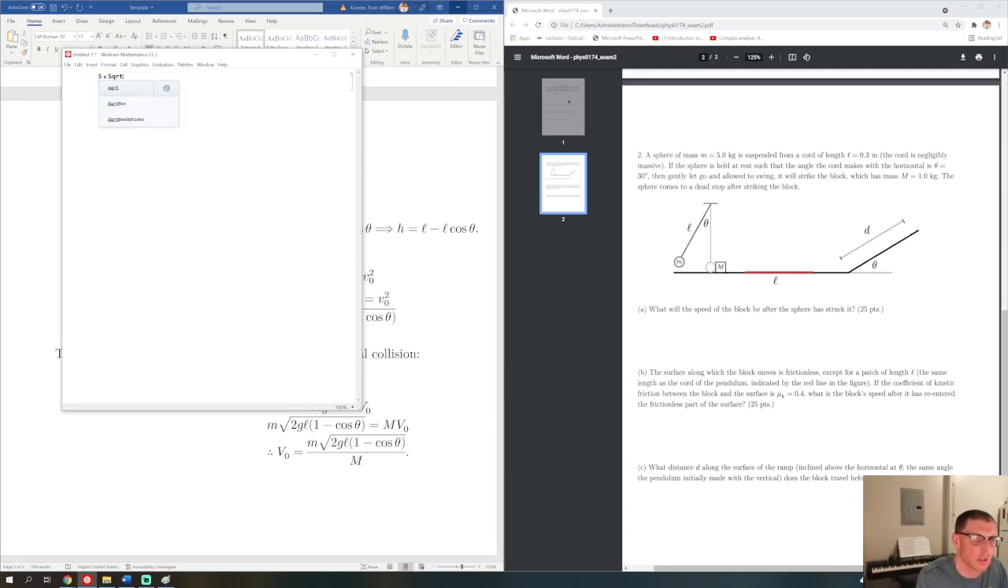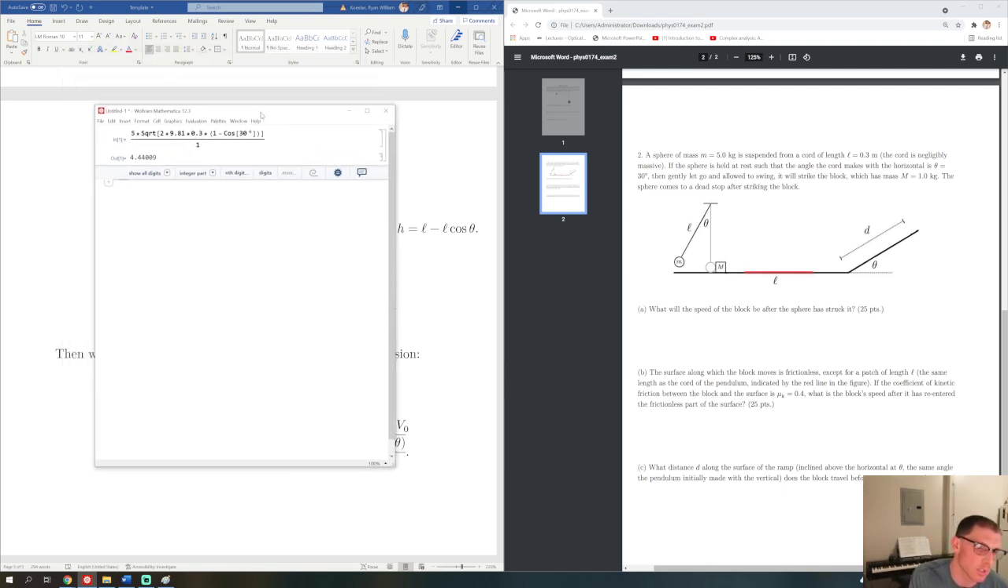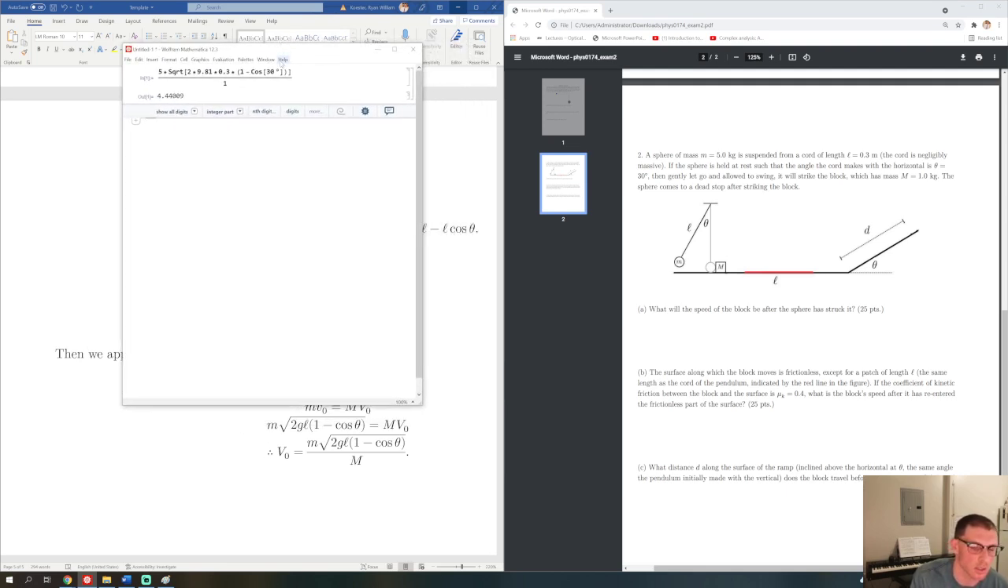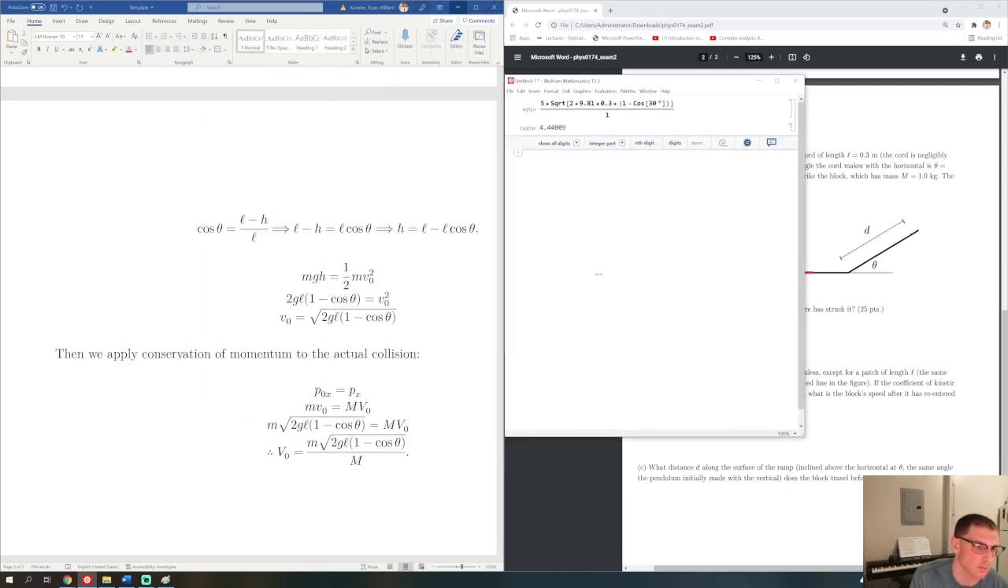But let me just do this. 2 times 9.81 times 4.4. Okay. And then 0.3 times 1 minus cosine 30 degrees. And then we divide that by 2 times L, 1 minus cosine theta. Yeah, okay, cool. 4.44. Is that what people found when they did it with circular motion stuff?